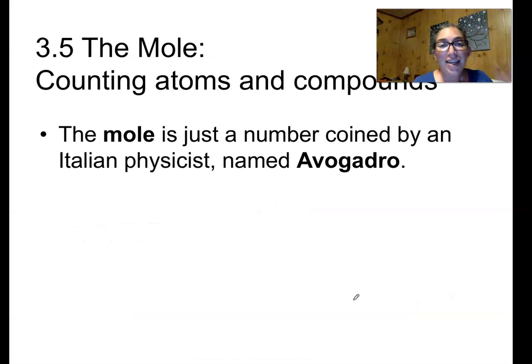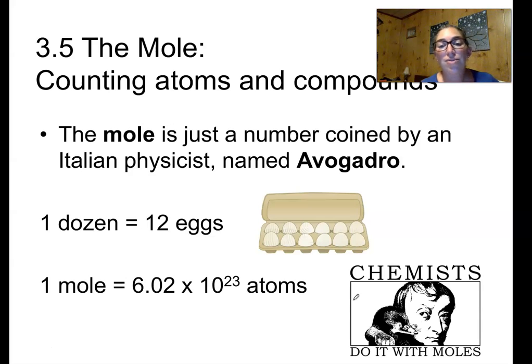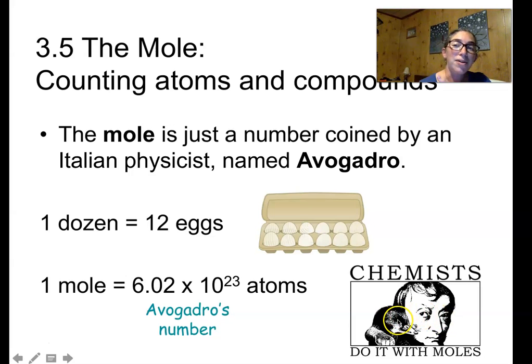And then the last thing I can't leave out, but we're not really going to get into in this course, is the mole. So mole is just a number. It's like a dozen. A dozen means 12 of something. A mole means 6.02 times 10 to the 23rd of something. And it was coined by a scientist named Avogadro. And so we call this number Avogadro's number. And this is just a funny picture of Avogadro with a mole animal on his shoulder because he came up with this number called the mole.